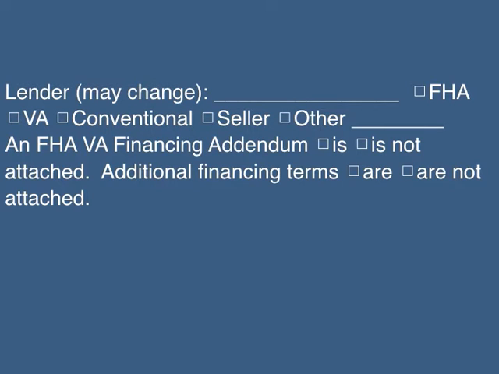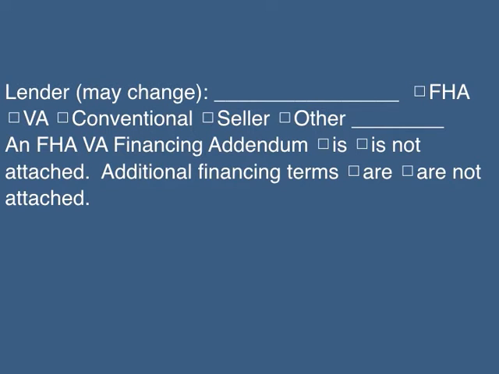So you put in here who your lender is going to be. And again, if you put "to be determined," when the buyer decides on the lender, you have to notify the seller. They have to know who the lender is. We identify here whether it's going to be an FHA loan, a VA loan, a conventional loan, seller, or other. Guys, it's going to be one. It's not going to be a combination of these. It'll be one or the other.